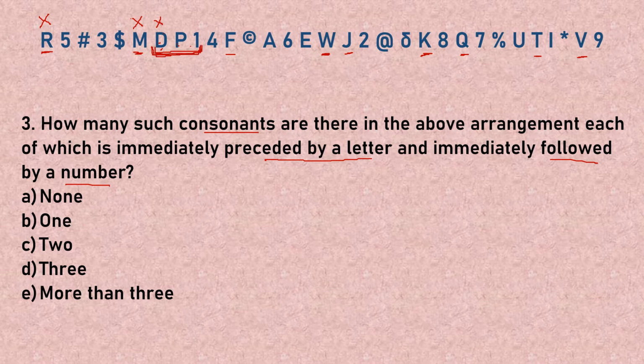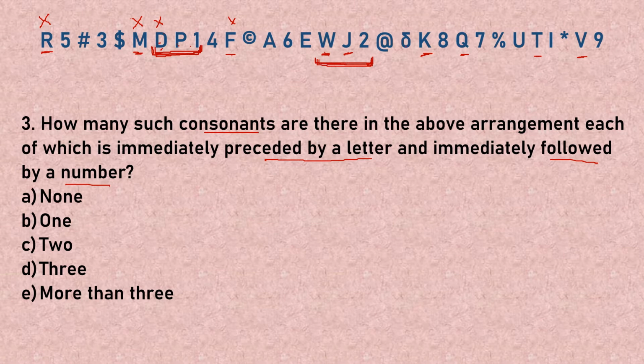DPI, one, preceded by a letter and followed by a symbol. Then for F, no, because it's preceded by a number and followed by a symbol. Then for W, again, before and after both are alphabets. Okay, then for J, preceded by a letter and followed by a number. So I find a second set here, WJ2. This is the second set which fulfills our condition.